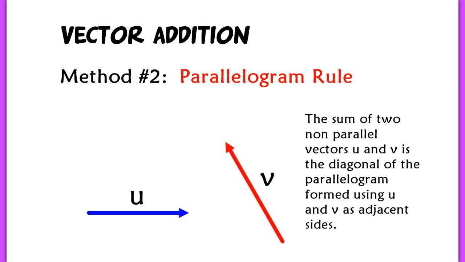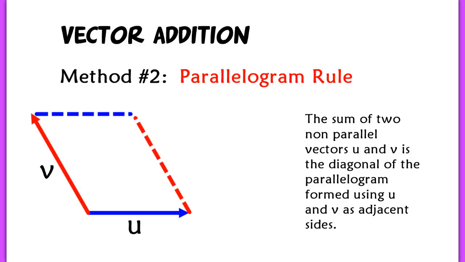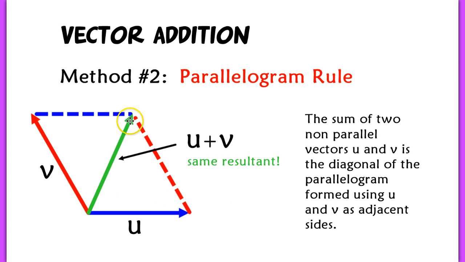Our second method follows the parallelogram rule. Our parallelogram rule states that the sum of two non-parallel vectors, u and v, is the diagonal of the parallelogram formed using u and v as adjacent sides. So we're still translating v, but we're going to put it in a different location. This time we use u and v here as two adjacent sides of a parallelogram. So we form a parallelogram here, and we draw in the diagonal of that parallelogram. That u plus v here is the same resultant that we got when we did the head to tail method.